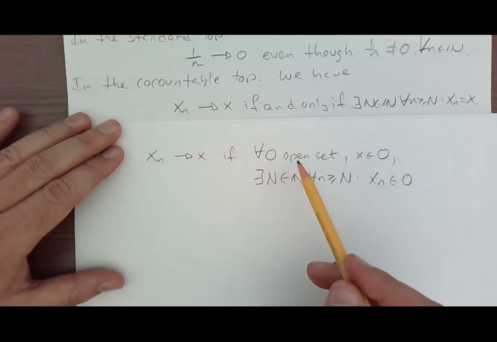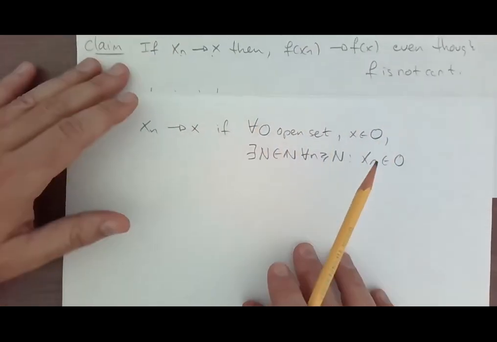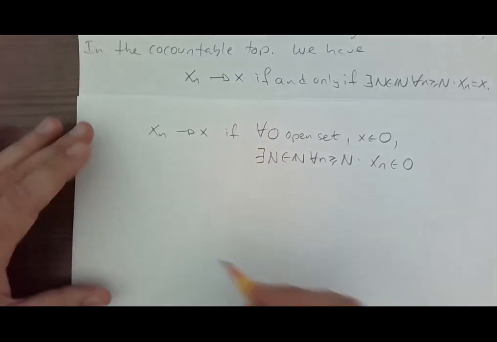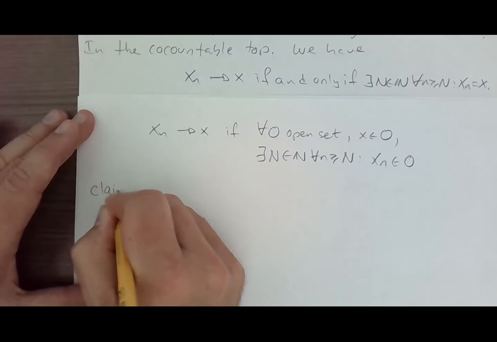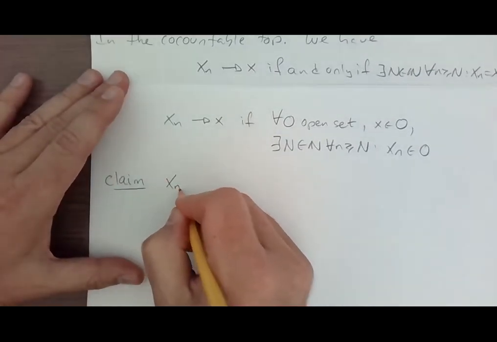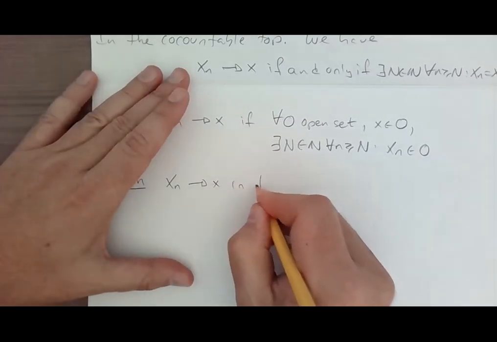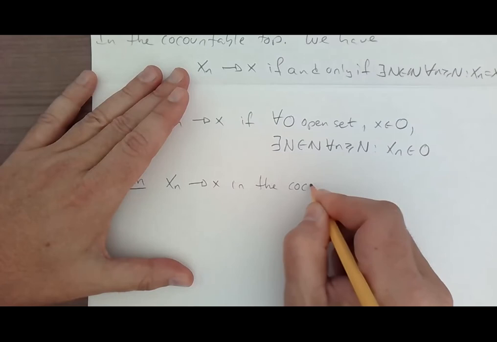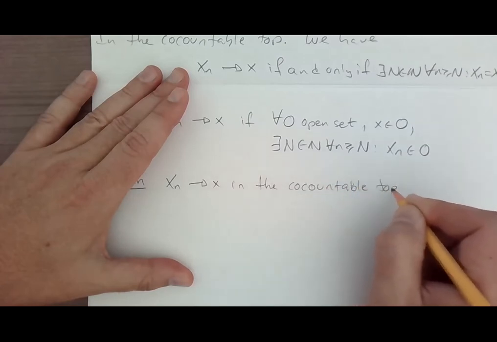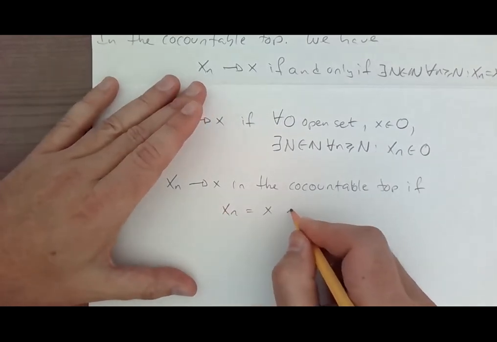You can put in the open sets that are coming from this co-countable topology. So if we do this here for the co-countable topology, then we're going to get the property down here. Let me just show you that. So claim: xn converges to x in the co-countable topology if xn is equal to x eventually.